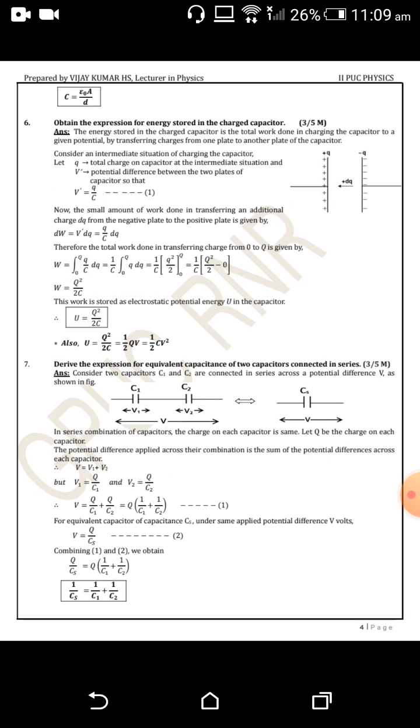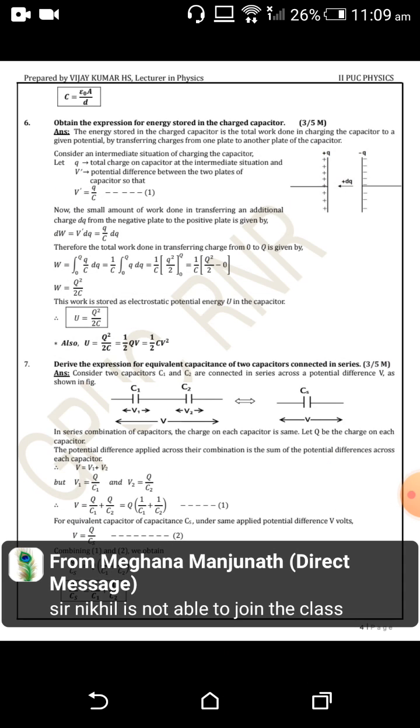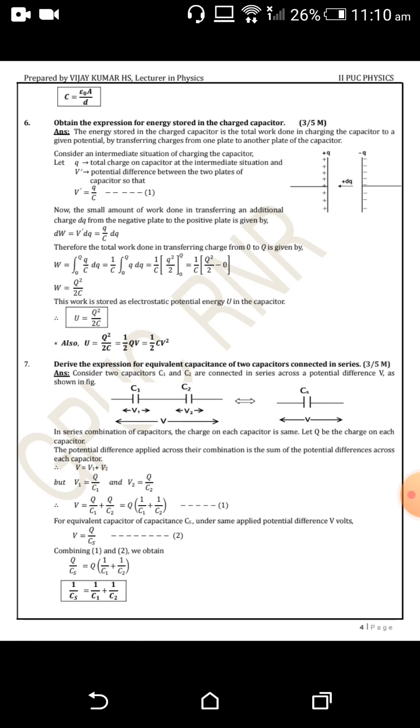So the next, the small amount of work done in transferring an additional charge dq from the negative plate to the positive plate is given by dw is equal to V dash dq. See here, the amount of work done in transferring a small charge. Let us take dq as the small charge. Let us calculate the work done in transferring a small charge dq from one plate to another plate, that is from the negative plate to the positive plate.